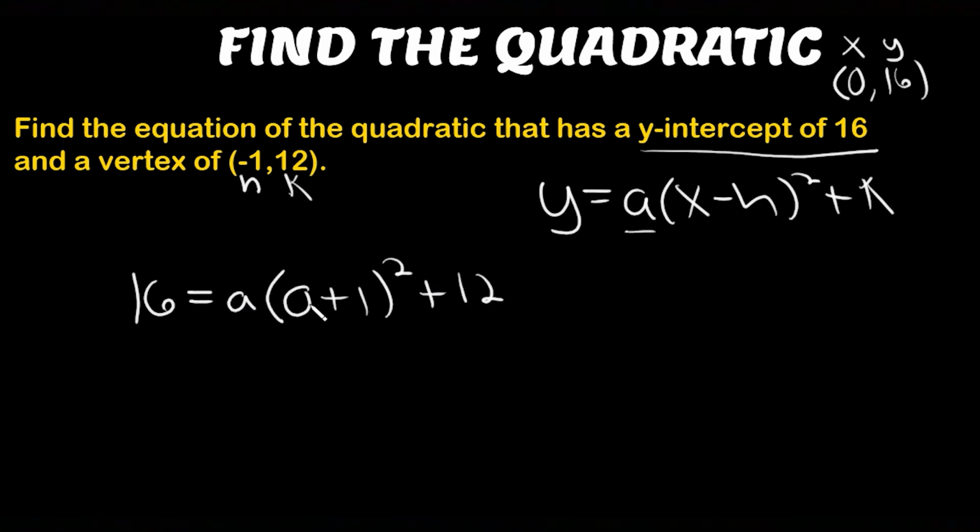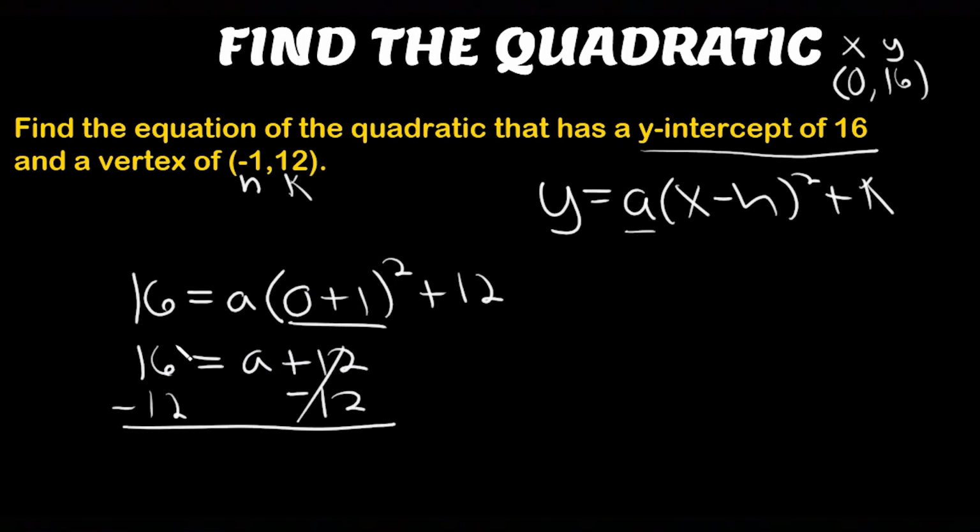All right, so we're just going to solve for a now. 16 is equal to, well, this whole part is 1. 1 squared is 1. 1 times a is a. And then plus 12. Okay, minus 12 on both sides, and we're done. This will cancel. 16 minus 12, we get 4. 4 is equal to a.